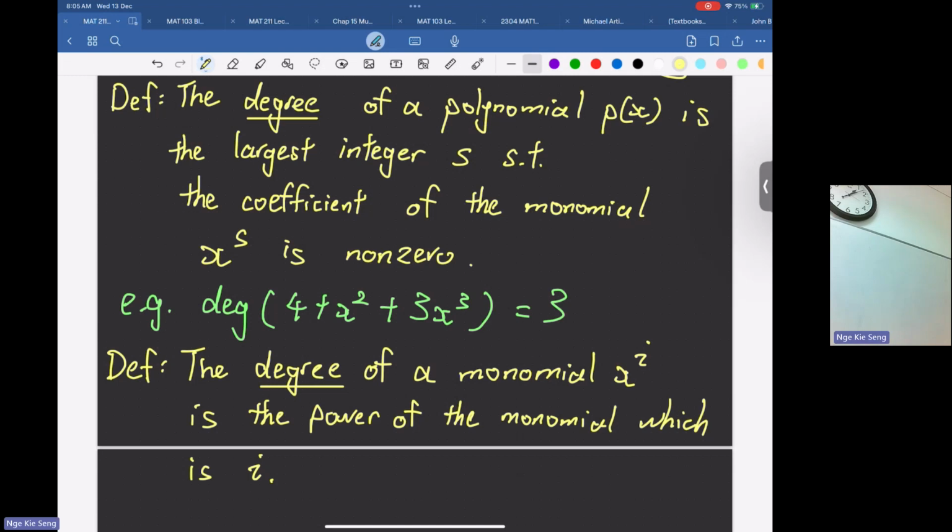It also makes sense to just apply the previous definition. You see x^i as one monomial, and there's only one monomial there, so it is the largest already. And then the degree of the monomial is exactly the power, the exponent, right? It's the power.